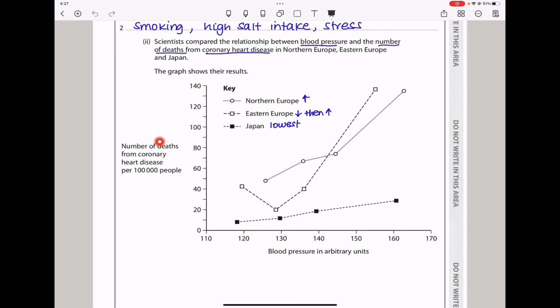So we can see number of deaths from coronary heart disease per 100,000 on the vertical axis, and here we see blood pressure in arbitrary units. So when we look at the results, we can see for Eastern Europe, the number of deaths decreases until 130 and then increases. For Northern Europe, the number of deaths increase continuously. In Japan, the number of deaths increase continuously, but they are lower than the other two.